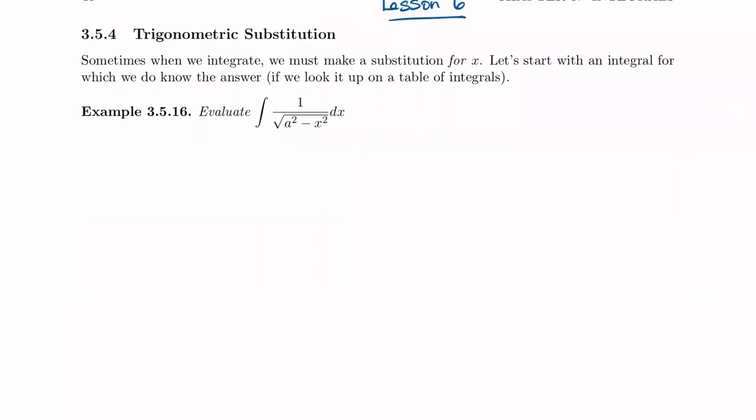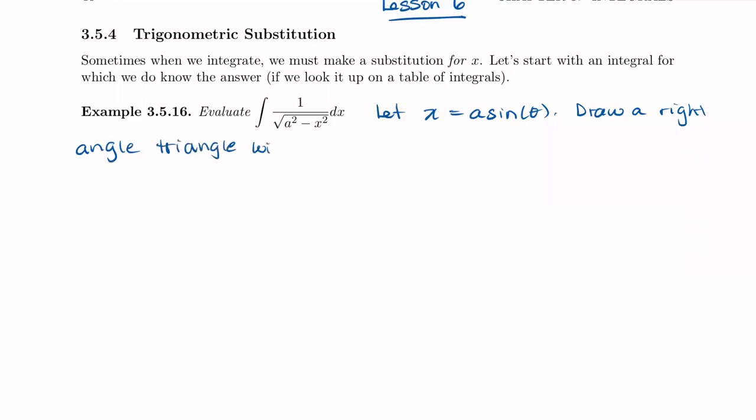Now, although this substitution may not look obvious, we're going to have to make a substitution for x. All right. So let's say we let x be a sine theta, and you'll see why. Now we're going to have to draw a right angle triangle with theta as the acute angle.